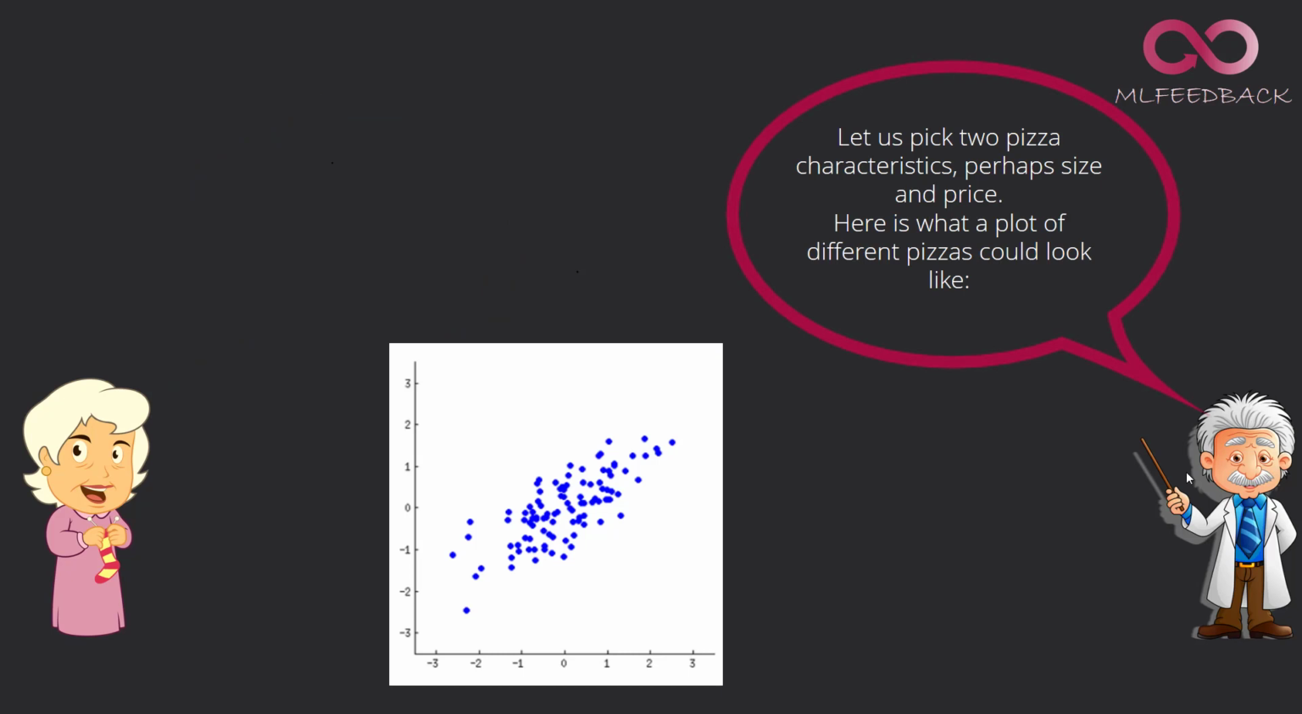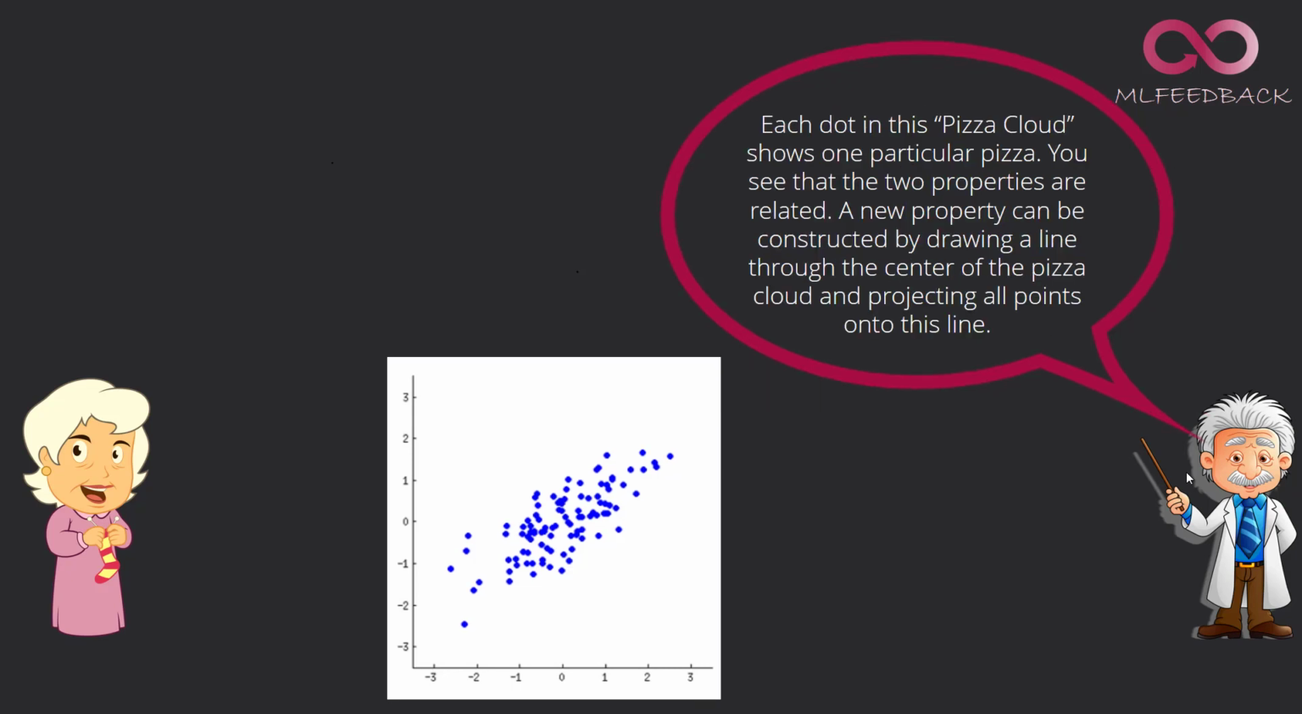Let us pick two pizza characteristics, perhaps size and price. Price is plotted on the y-axis and size is plotted on the x-axis. Here is what a plot of different pizzas could look like, a pizza cloud. And you can see that as the size increases, price increases. So these two characteristics seem to be related.